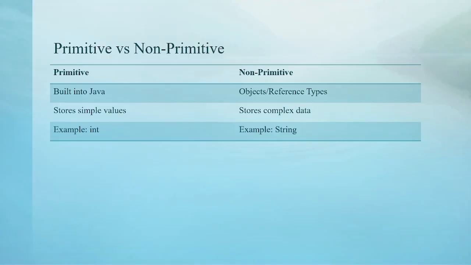Okay. So in this video, we learned what data types are, why they are important, and two categories of data types, that is primitive and non-primitive. In the next video, we will start with the primitive data types and understand each one with an example.